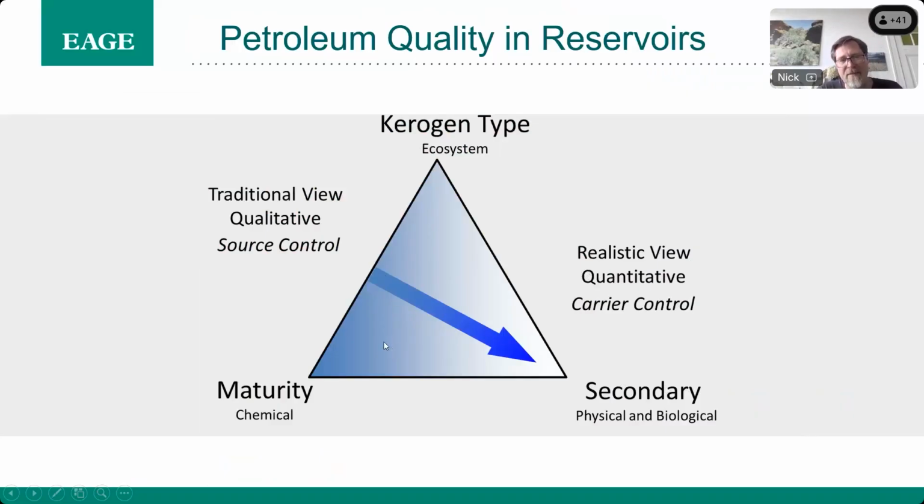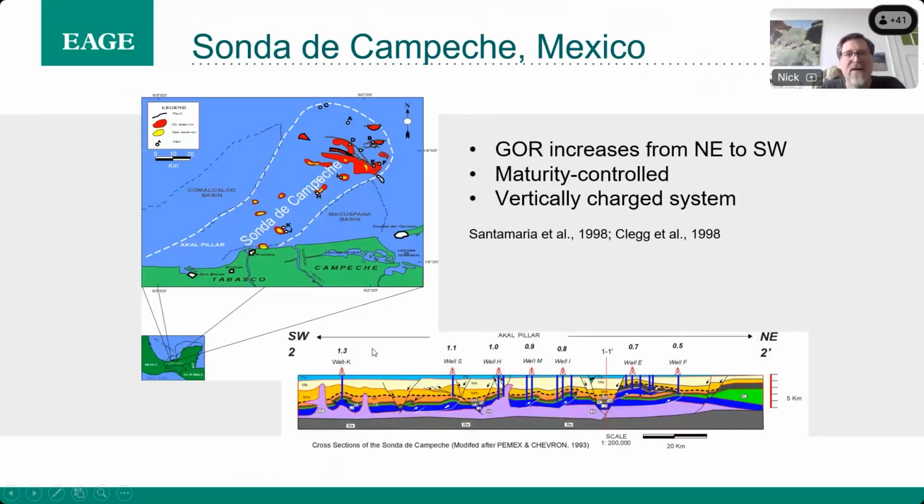For example, nicely controlled by maturity is the Zona de Campeche in offshore Mexico, where you see that the gas-oil ratio, so GOR, of the oil fields increases drastically going from northeast to southwest, which is directly correlated to the underlying Tithonian source rocks here in blue, where you see the well-noted vitrinite reflectance going from 0.5 to 1.3 in the northeast-southwest direction. So this is a vertically charged system.